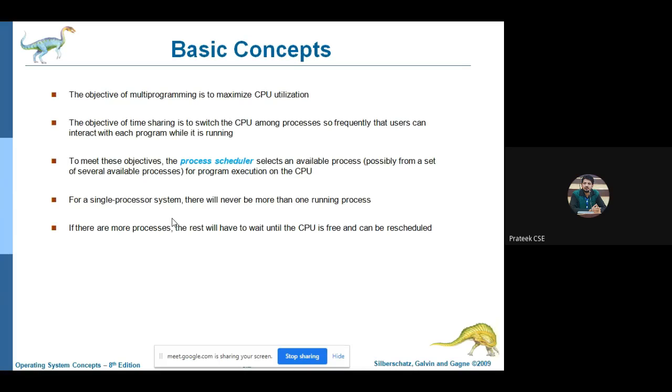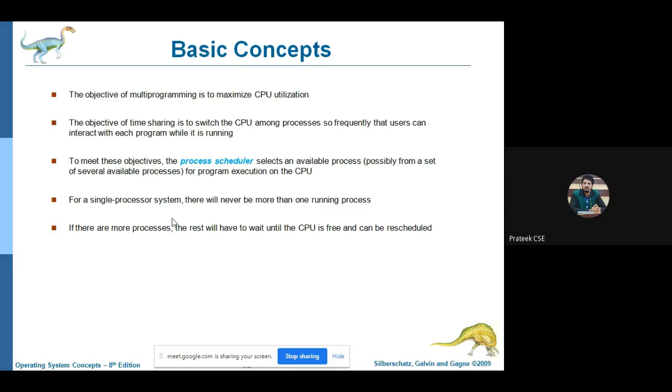As we know, the objective of multi-programming is basically to maximize the CPU utilization. Multi-programming means we can have multiple processes in RAM which may execute simultaneously so that the CPU does not sit idle, and the basic objective is to maximize the utilization of the CPU.